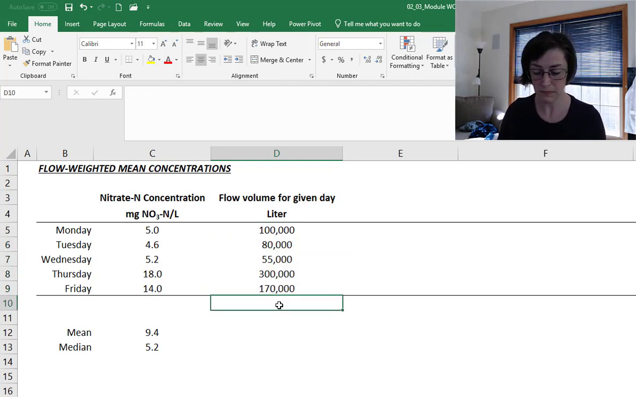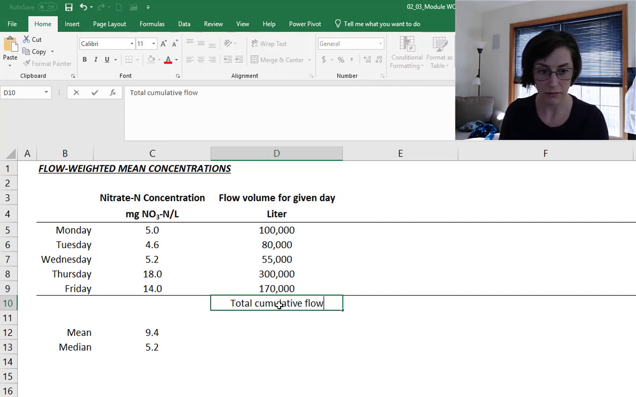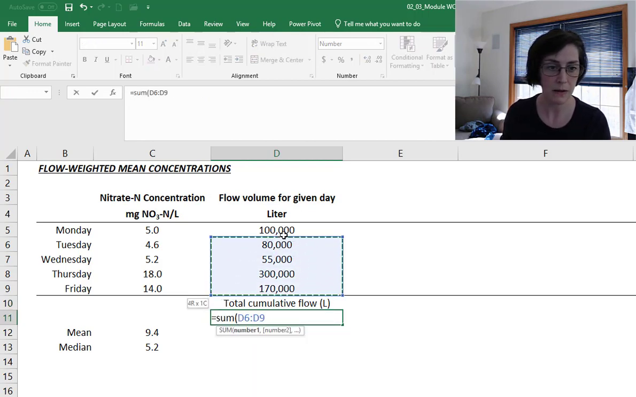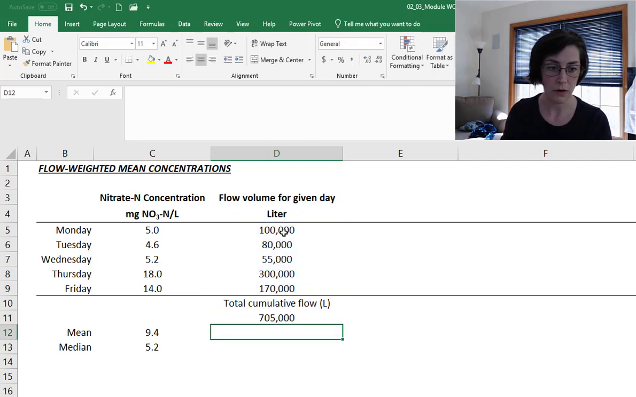So how do we calculate a flow-weighted mean concentration, which takes into consideration the amount of water that also went through the pipe? First step we do, total cumulative flow, and this is in liters. Calculate total cumulative flow. This is easy. Equals sum. We just sum up all of our flow. 705,000 liters.